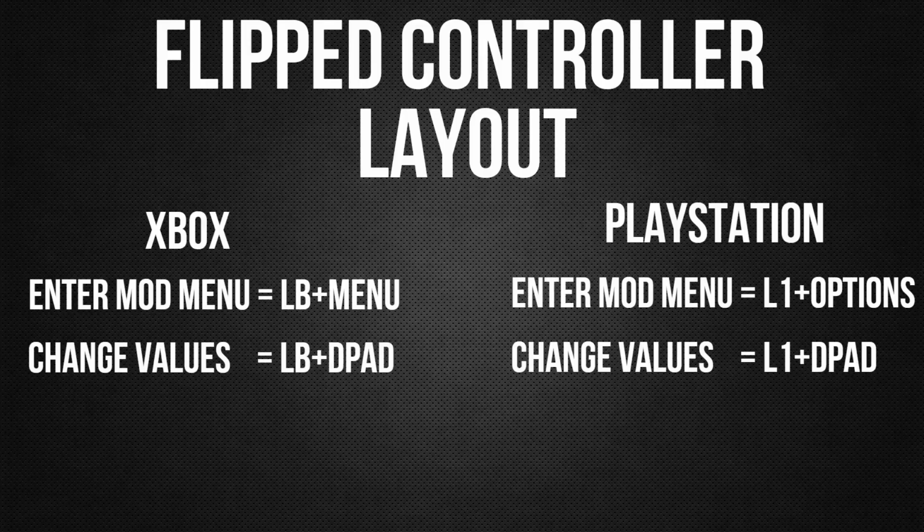If you play on any of the flipped controller layouts and you have an Xbox controller, to enter the menu, you will now need to press LB and menu. If you play on PlayStation, you will now need to press L1 and options. To change values, if you play on Xbox, you will now need to press LB and D-pad. If you're on PlayStation, you now need to press L1 and D-pad.